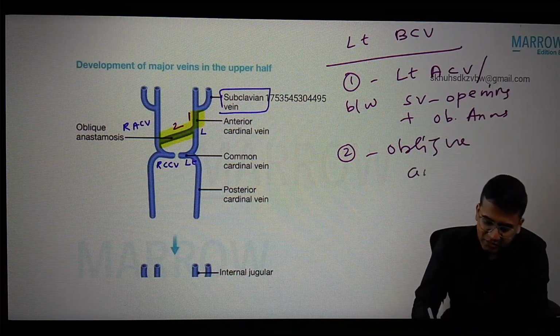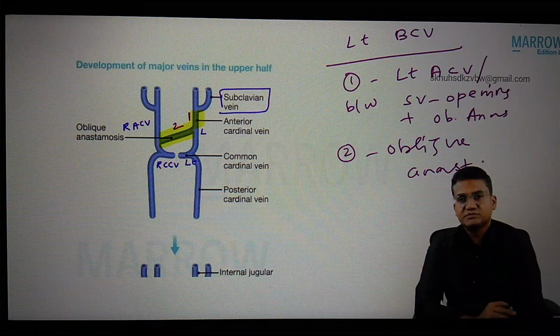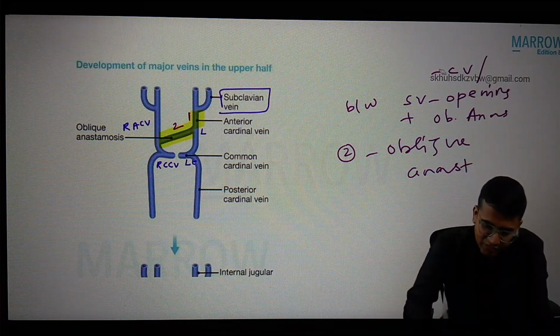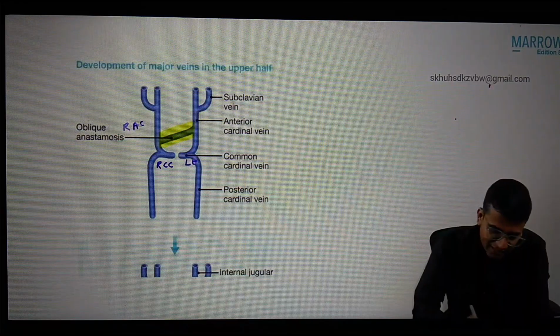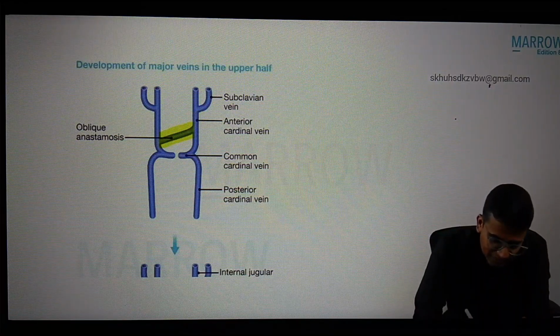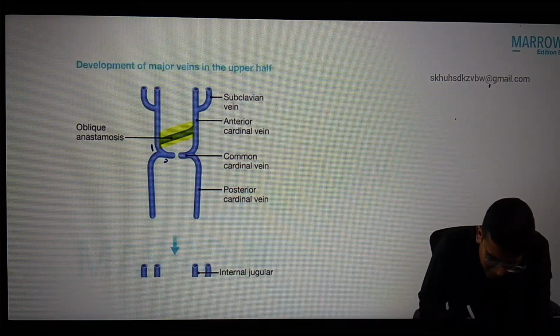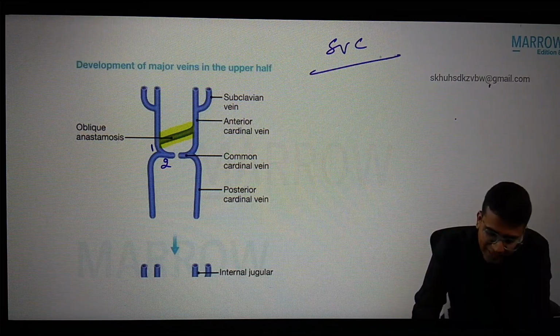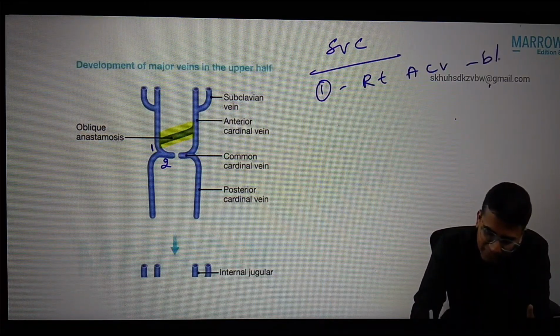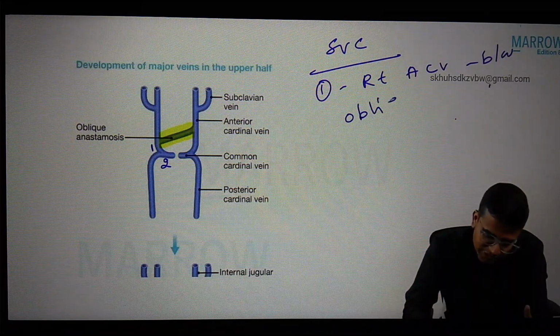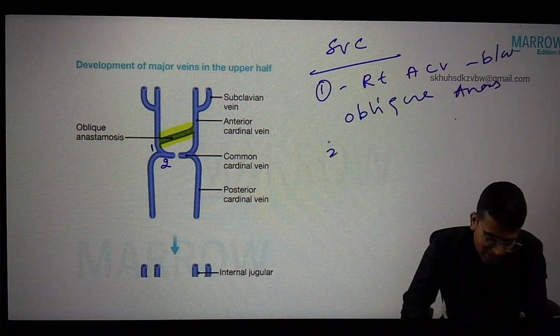Okay. Number 2 is the oblique anastomosis. Okay. Now what about our superior vena cava? Now superior vena cava derives from, this is number 1, this is number 2. So superior vena cava, it is coming from number 1, that is our right anterior cardinal vein present below the oblique anastomosis.